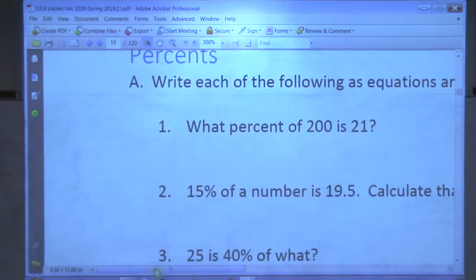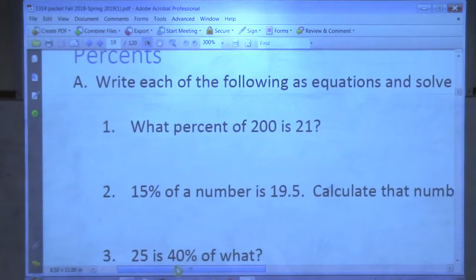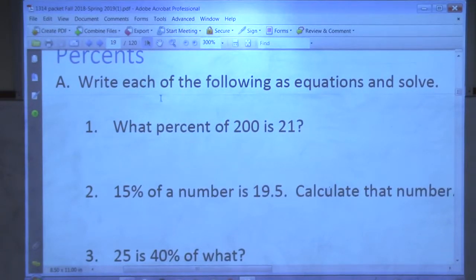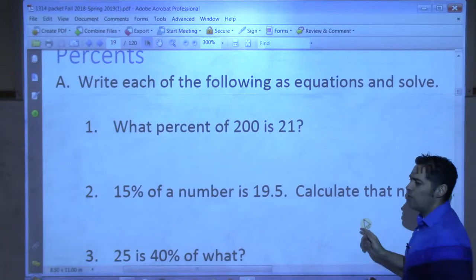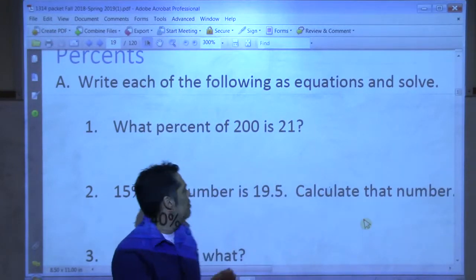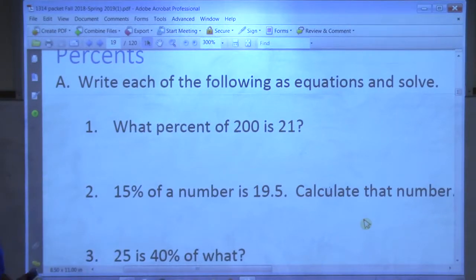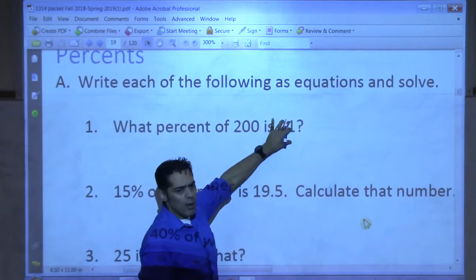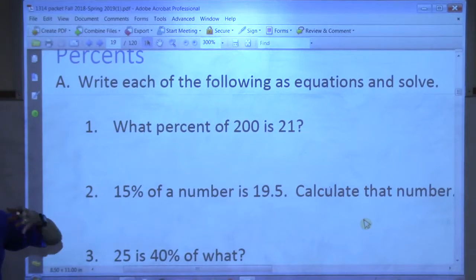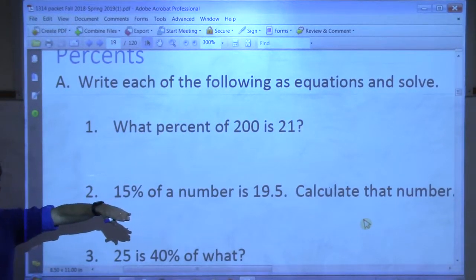Okay, take a look at this first problem. It says here, write each of the following as an equation and then solve. One of the problems that I see on the test is that students don't do the part of writing the equation. They just do a bunch of chicken scratch math and try to get an answer without actually going through the process of writing an equation. So when you see this problem, there are important parts within the words that you need to be able to identify and convert into an equation. So we're going to take a sentence and turn it into a mathematical equation.